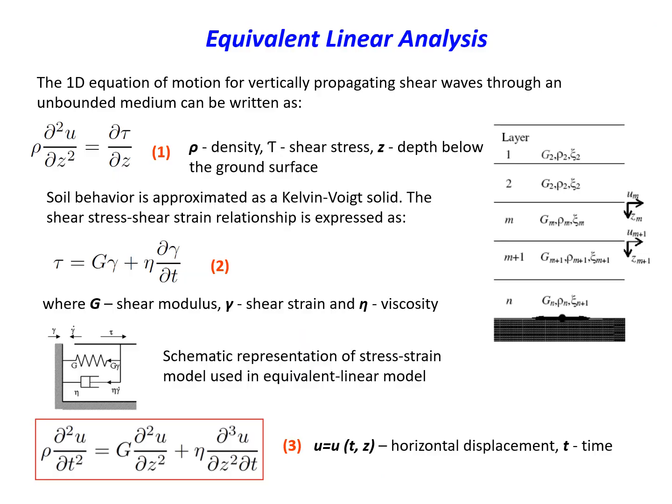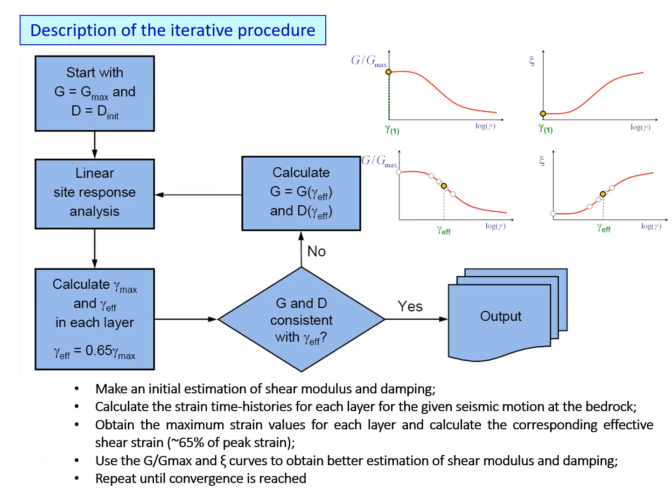Using the equivalent linear approach, soil behavior is approximated as a Kelvin-Voigt solid. Then the equation of motion for a viscoelastic medium has the form 3. To take into account nonlinearity, we use an iterative procedure. On this slide, you can see the algorithm of this procedure. This procedure calculates values for shear modulus and damping ratio that are compatible with the strain induced in each sublayer. This algorithm is used by ProSHAKE, ERA, NERA, DeepSoil, and other similar programs.